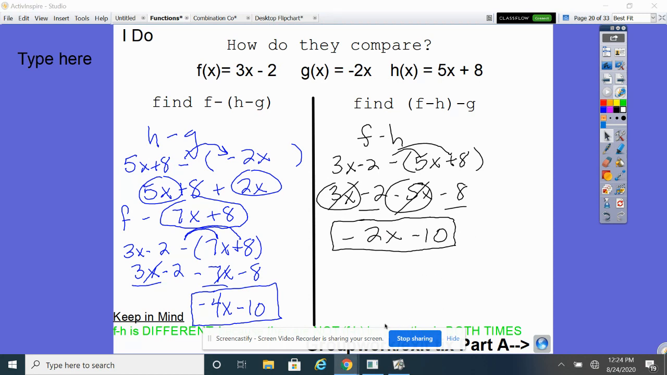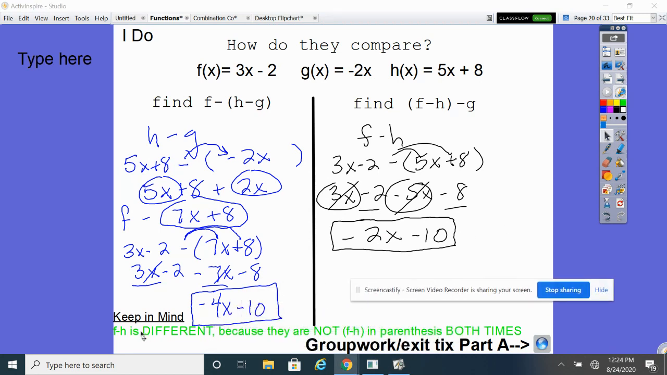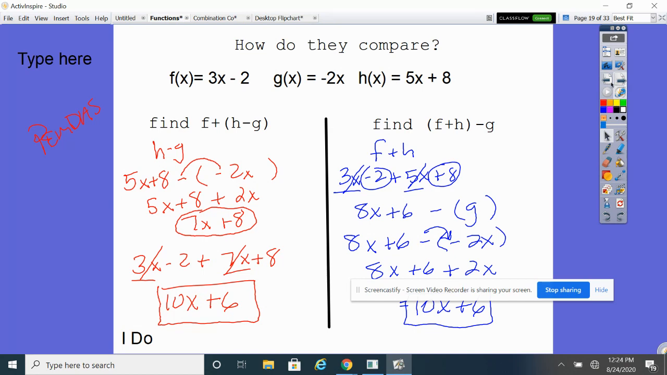Let me slide this thing out of the way. F minus h is different because they are not f minus h in parentheses both times. So whenever you have a minus sign in the parentheses slide, things are going to change. We saw that wasn't so much the case in that last one.